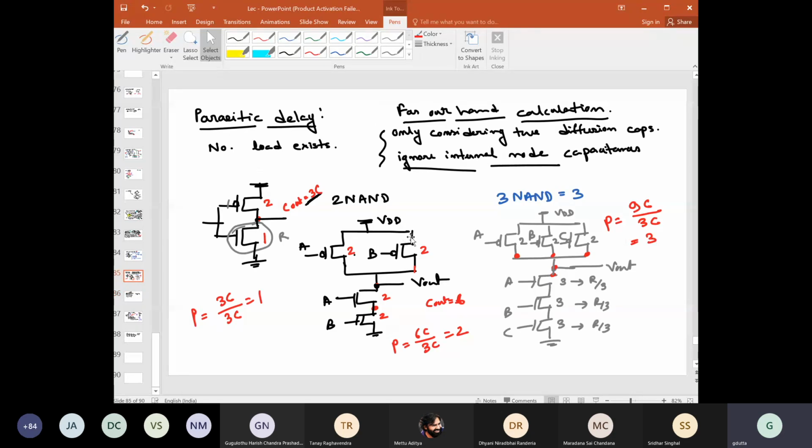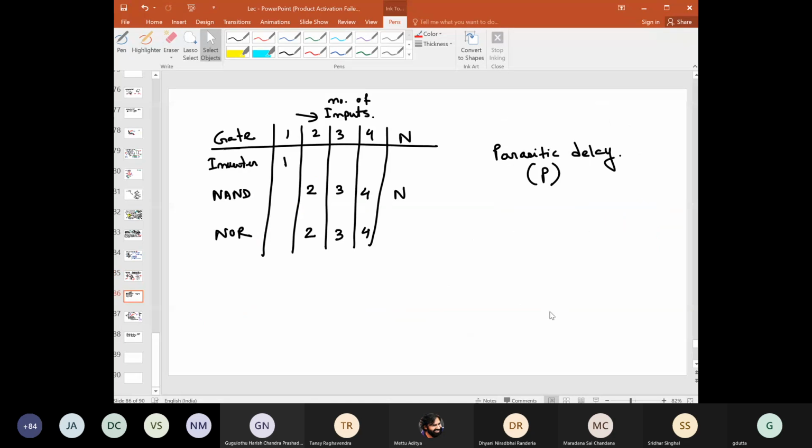While estimating the parasitic delay, we mentioned that we are ignoring the delay at the internal nodes. For example, here there will be one capacitance, but we are not considering the internal capacitance. So from yesterday's discussion, we have seen that if the parasitic delay of an inverter is 1, then for 2 input, 3 input, and 4 input NAND gates it will be 2, 3, and 4 respectively. The same values will also be taken by the NOR gate.